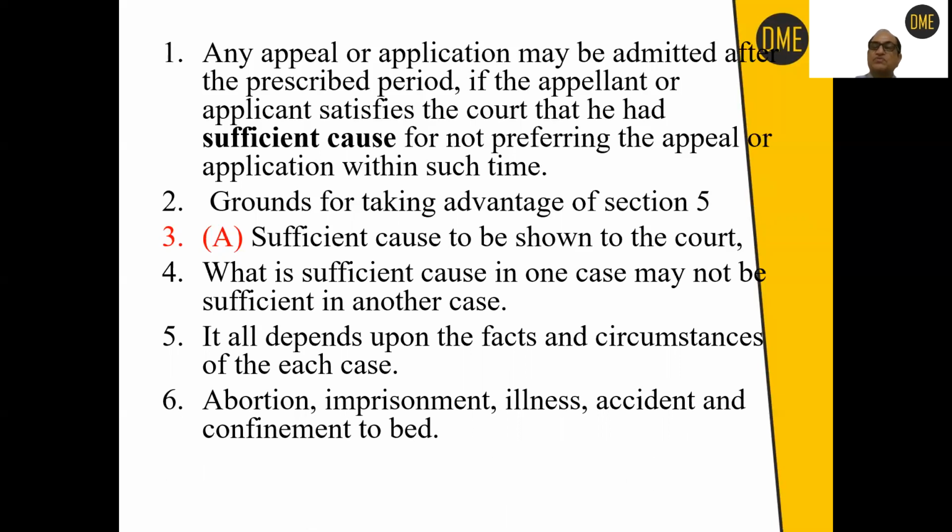Similarly, if the person who was to file appeal in a civil case, he was punished and imprisonment was ordered against him and he was confined to jail, so again he is not in a position to file the appeal or application before the civil court. So imprisonment may be a sufficient ground for condonation of delay. Likewise, illness, accident, you suffered from an accident, you are confined to bed, you can't approach your lawyer, you can't go to the court. So these are a few examples of sufficient cause being shown to the court.